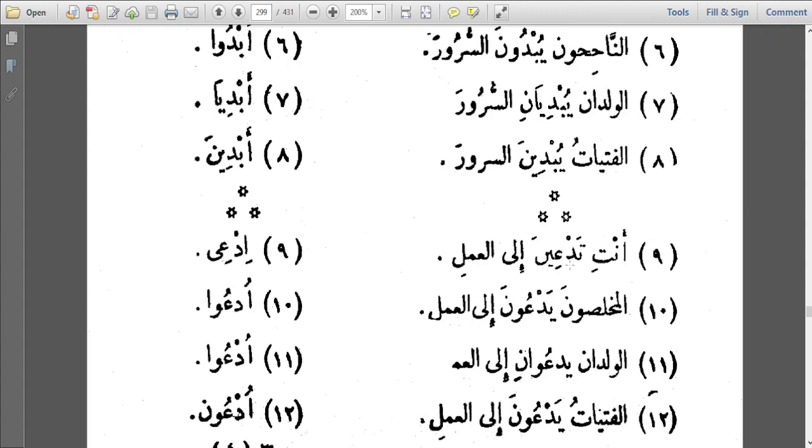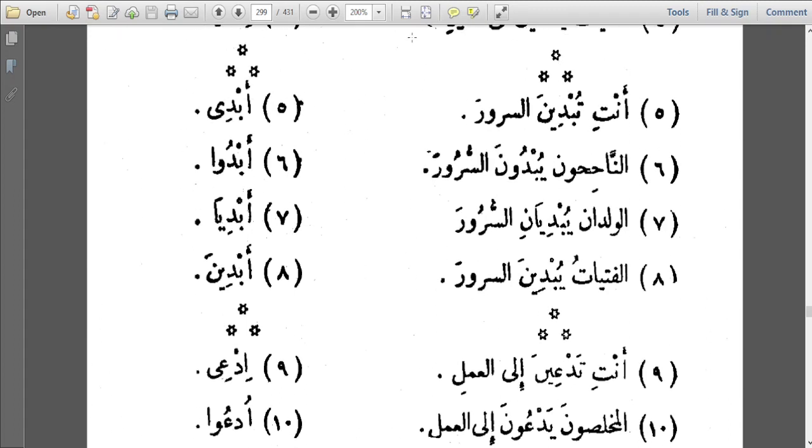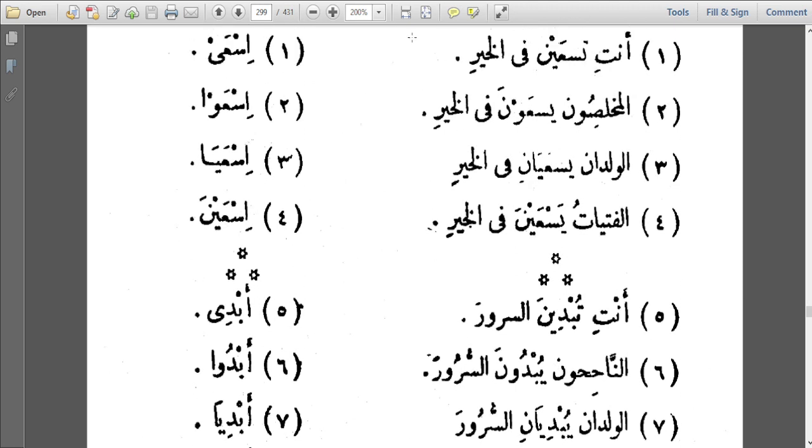The tad'un, the waw is not there. Yad'un, the waw of the verb is not there. This waw here is the wawul jama'a. Okay, Jamil. Now we've confirmed one aspect of what it said.